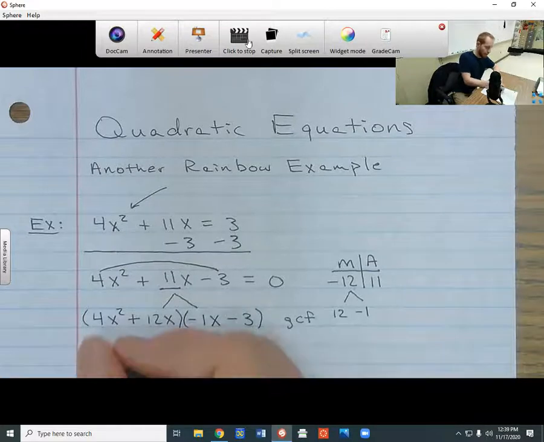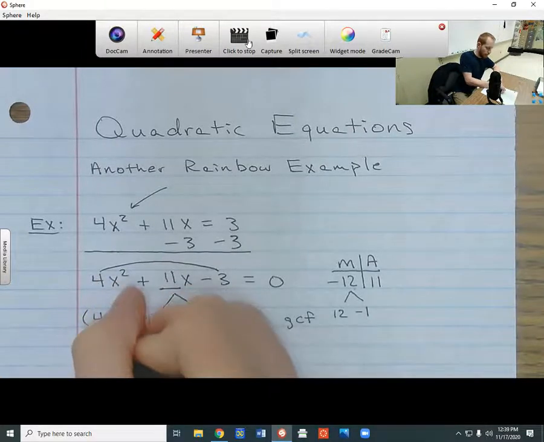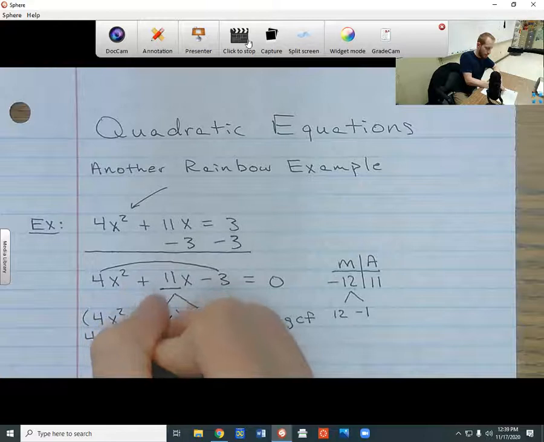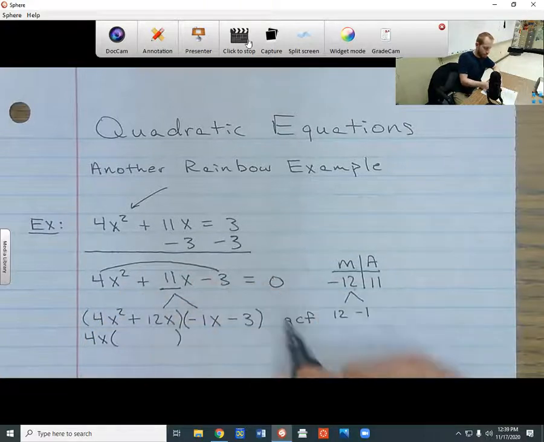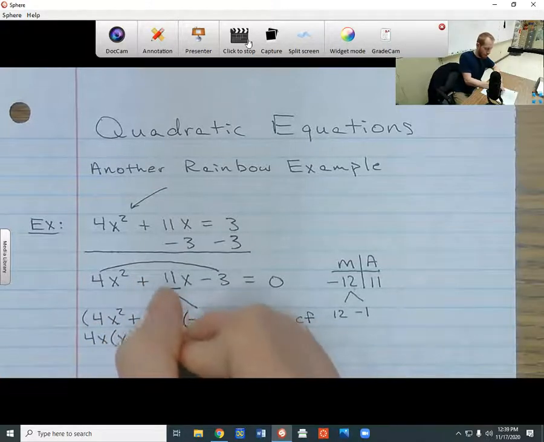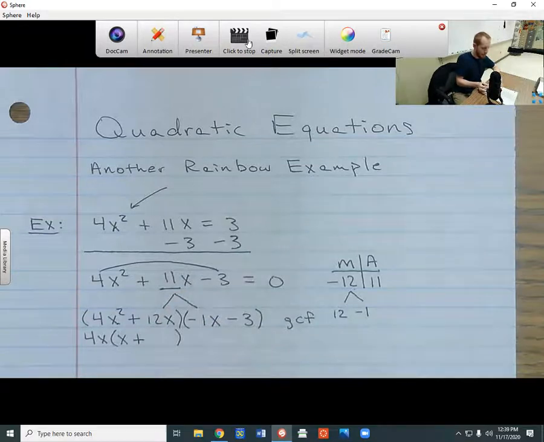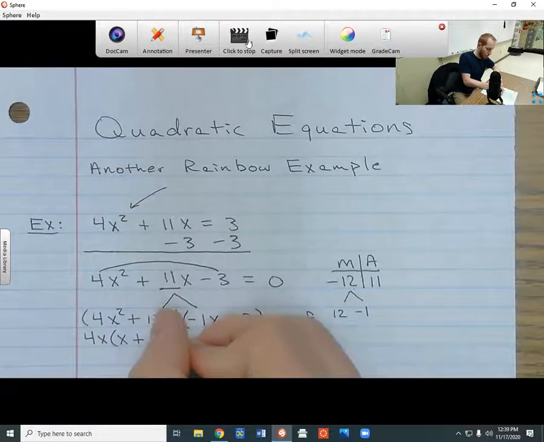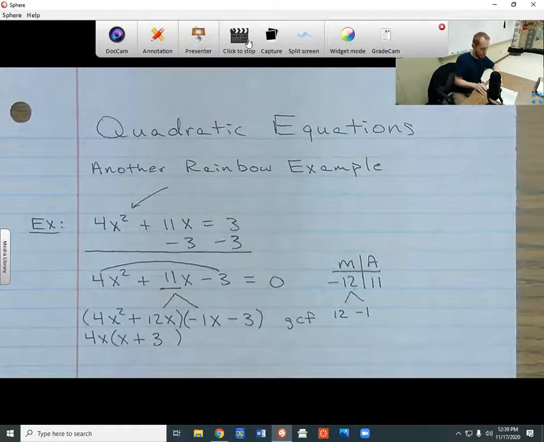And then what am I left with? Well, I need another x to get back to 4x squared, so I know I'm going to need an x. I bring down my plus sign, and then to multiply from 4 to 12, I need to have a 3. So that way I can have 4x times 3 equals 12x. So that's my first group. I took out a 4x. That's my GCF. But what's my GCF for the second?